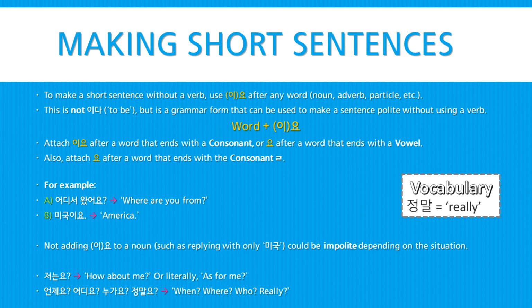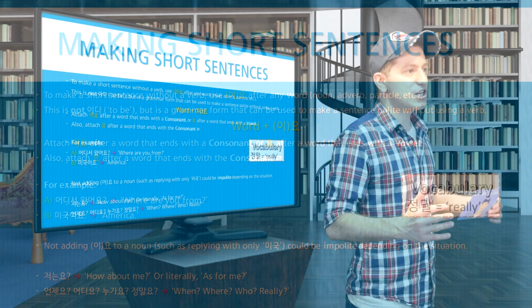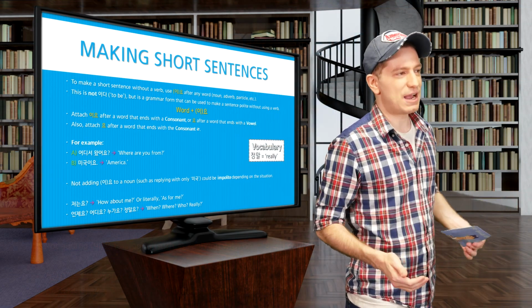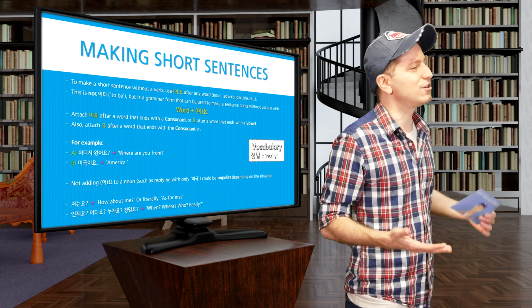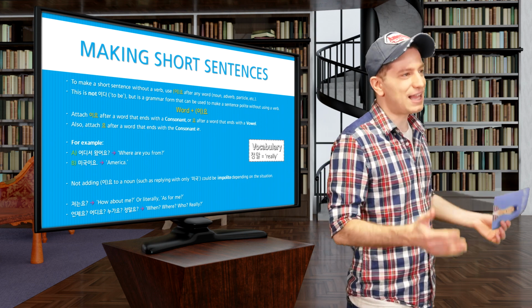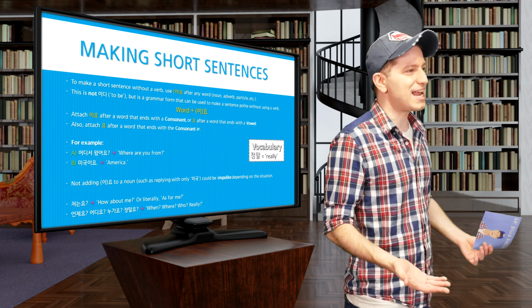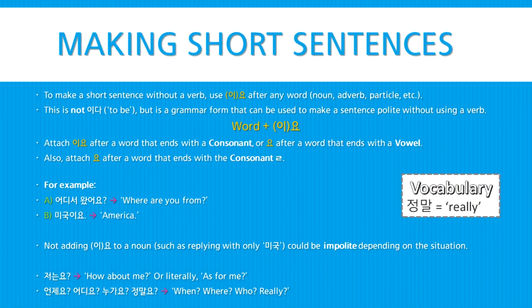For example, to answer the question, 어디서 왔어요? Well, if you didn't want to say I'm from America, you just wanted to say America, you would reply 미국이요. If you were to have just replied to that sentence, 어디서 왔어요, by saying 미국, it could be rude depending on who you're talking with. So, to make sure that your sentence is polite, even if it doesn't have a verb, make sure to attach 이요 or 요. Here are two more examples. 저는요? How about me? Or literally, as for me? 언제요? 어디요? 누가요? 정말요? When? Where? Who? Really?